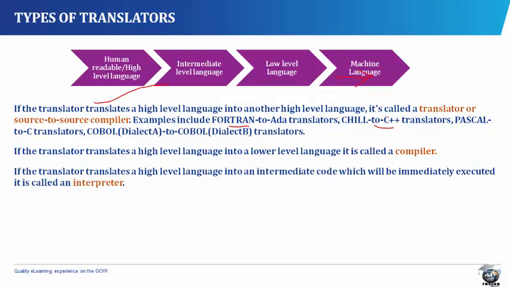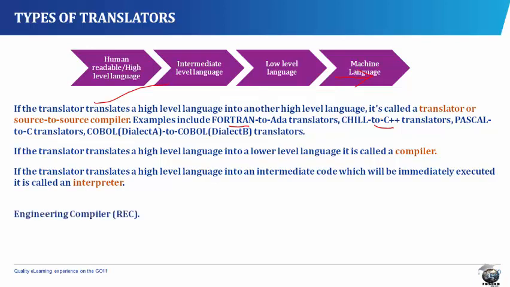And then, if the translator translates that high-level language to an intermediate code, which will be immediately executed, it is called an interpreter. Note: the difference between a compiler and an interpreter is this. A compiler translates all the language at once, while an interpreter translates each code one at a time, immediately translating each code.